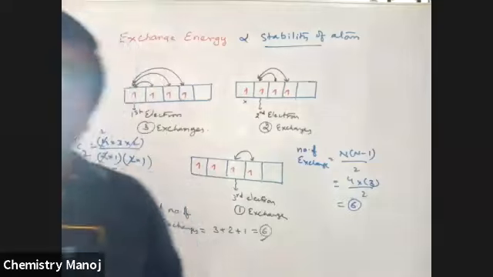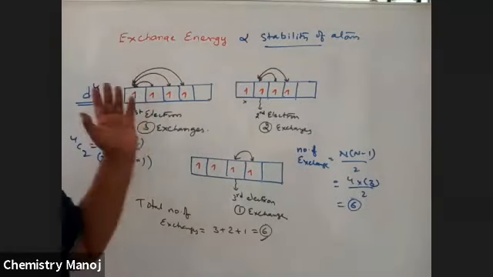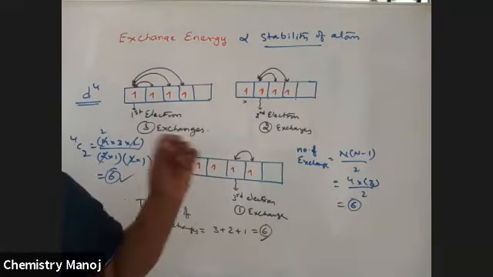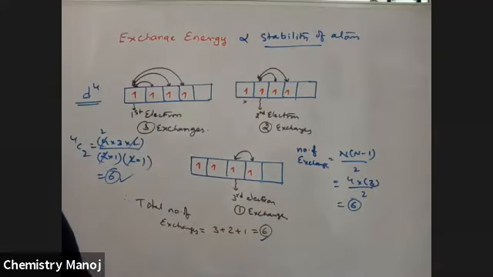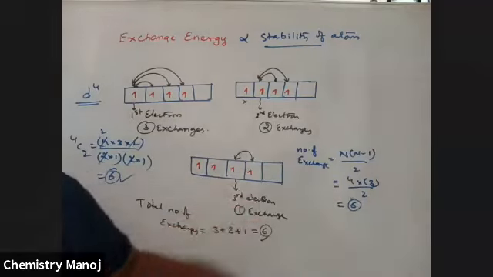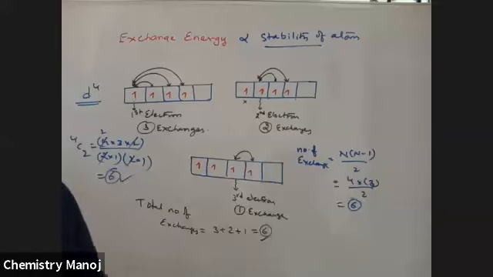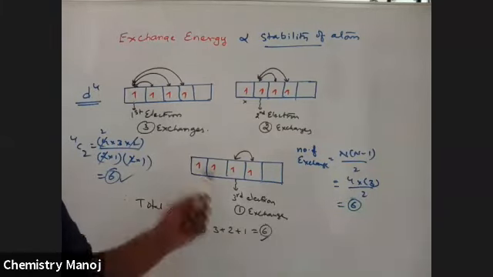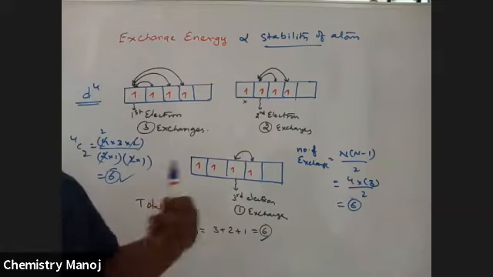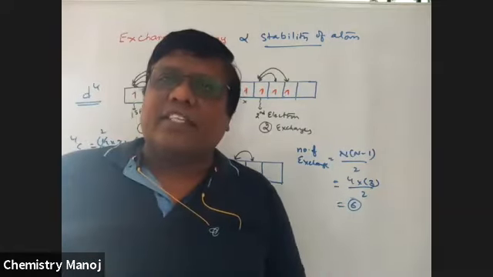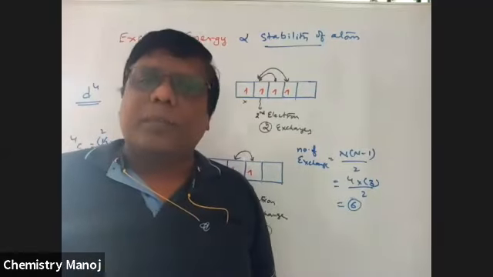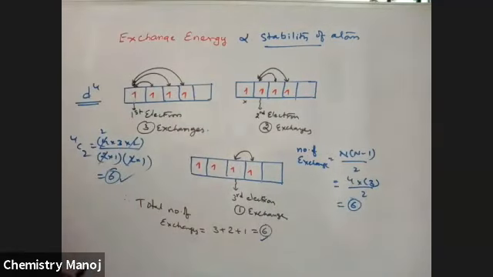Is this clear? Remember, only the unpaired electrons are involved in exchanges. Because of those exchanges, when a huge number of exchanges are there, more energy will be lost, and more is the stability. So this is the way to find the number of exchanges. It is very important, because exchange energy also influences the stability of a particular atom. Okay, so this is exchange energy.